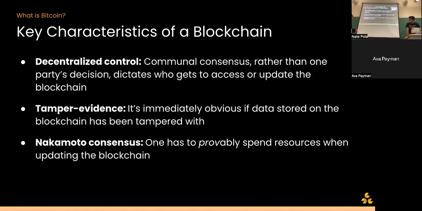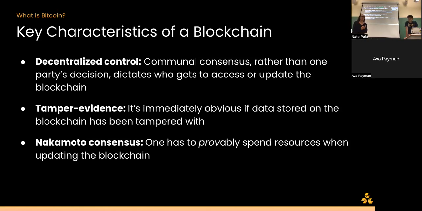Tamper evidence. It's immediately obvious if data stored on the blockchain has been tampered with. Something that I want to point out here is that this isn't tamper resistant, it's just tamper evident. So if someone messes with data on the blockchain, that is possible, that can happen. It's not resistant to that. It is just evident when that does happen. So the rest of the network can see, oh, someone messed with this. So we can see that they were acting maliciously and we can choose not to include this data. But it's still a deliberate choice that the network has to make. It's not like someone is making those choices on your behalf.